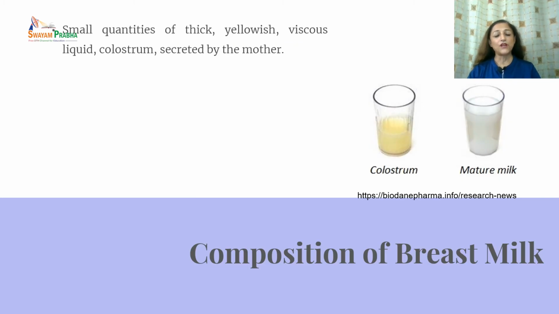Soon after the delivery, small quantities of thick, yellowish, viscous liquid, known as colostrum, or the first milk, is secreted by the mother. This should be given to the baby and it should not be discarded.